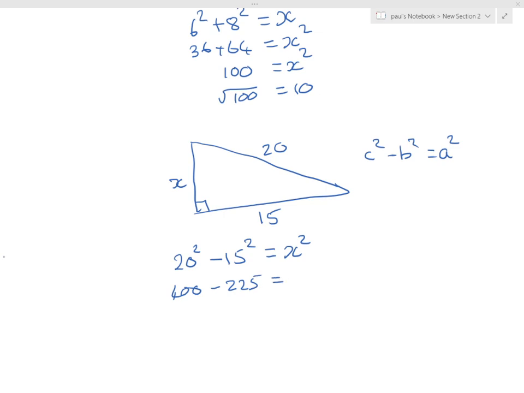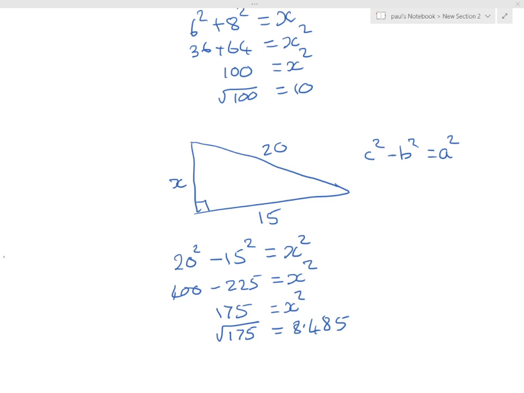225 equals x squared. So from that, 175 equals x squared. And the square root of 175, which will be the length of x, is 8.48 or so. I don't know. This is a prime case where they're going to ask you to round to so many decimal places.